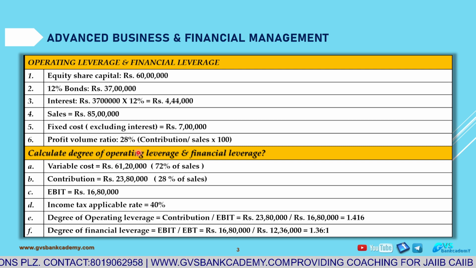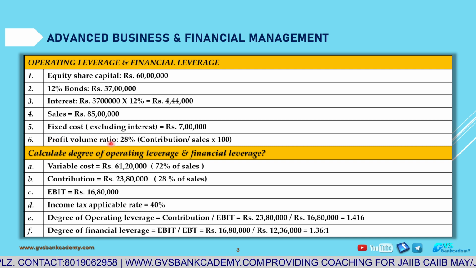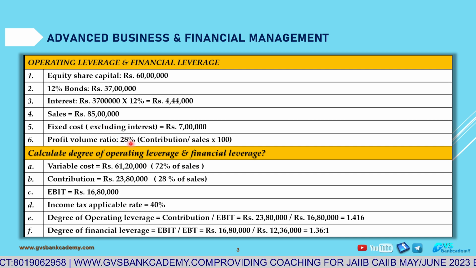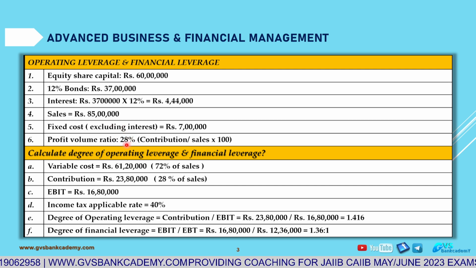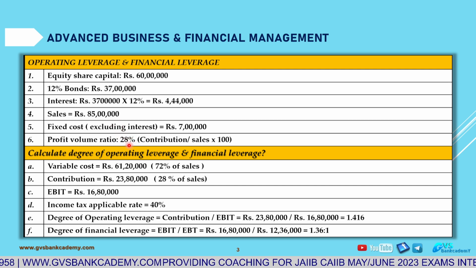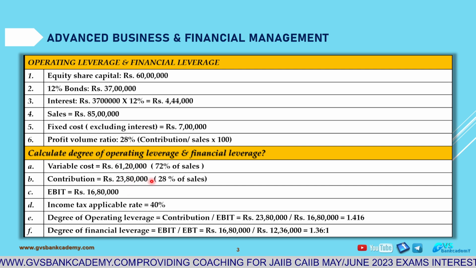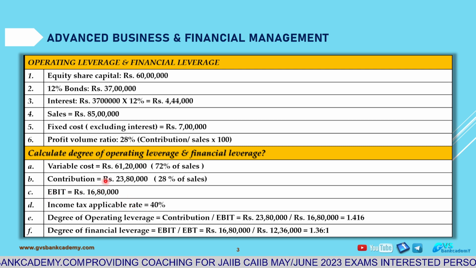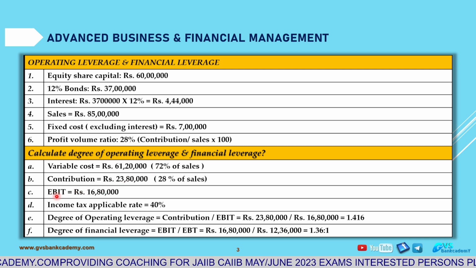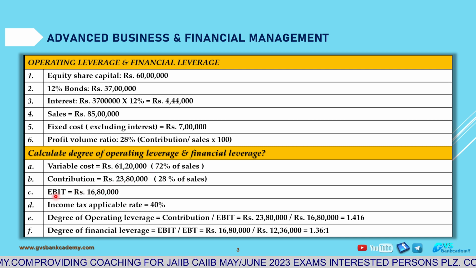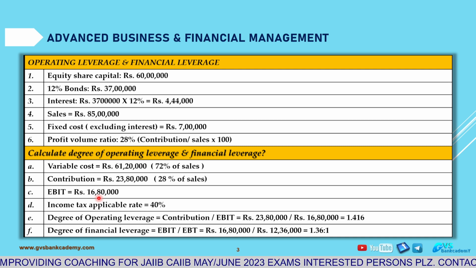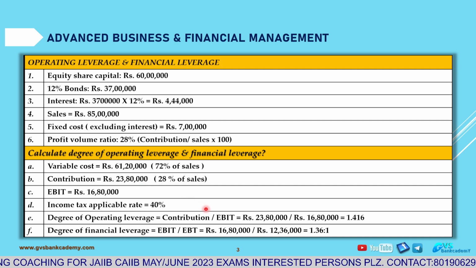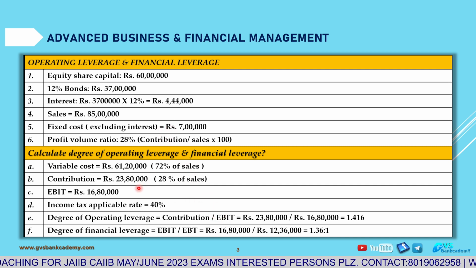What are the notable points in this case? PV ratio, profit volume ratio, is equal to contribution by sales into 100. It means out of sales, what is the contribution percentage? In this case, a PV ratio of 28% means out of sales 28% is the contribution, that is 23 lakhs 80,000. And EBIT, earnings before interest and tax, is contribution minus fixed cost; here you have to deduct the fixed cost.